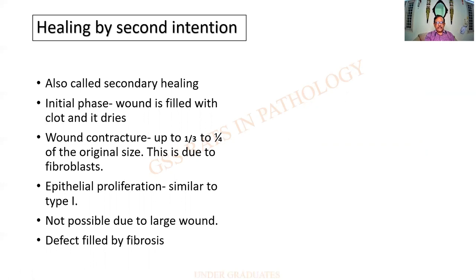Healing by second intention, also called secondary healing. In the initial phase, the wound is filled with clot and it dries. Wound contracture reduces it to about 1/3 to 1/4 of the original size due to fibroblasts. There is epithelial proliferation similar to type 1, but it is not possible to complete it due to the large wound. The defect fills with fibrosis.